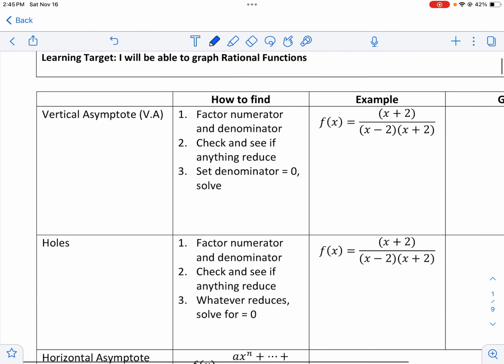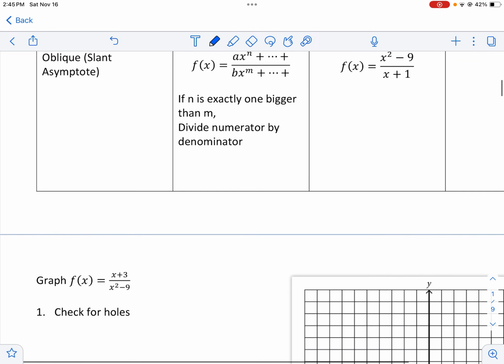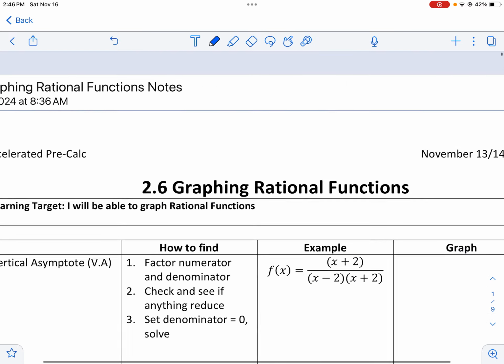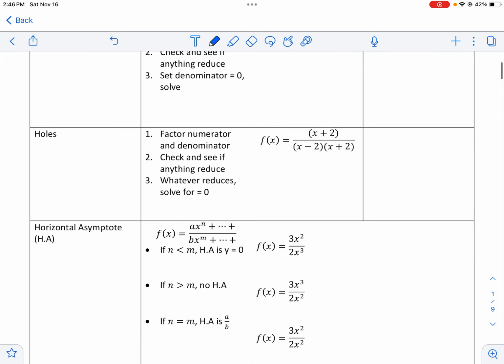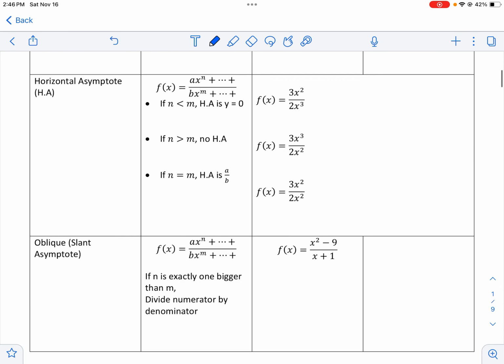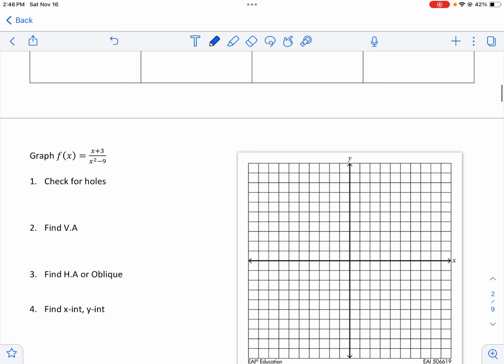And then there are a couple of things you have to do. First, you have to know what a vertical asymptote is. I give you how to find it here. And then there are holes. Then horizontal asymptotes, oblique asymptotes, and so on. In class, I went through what each of these meant and how to do them. But for this video, it's beneficial if you see an actual problem happen. So let's look at the first one.